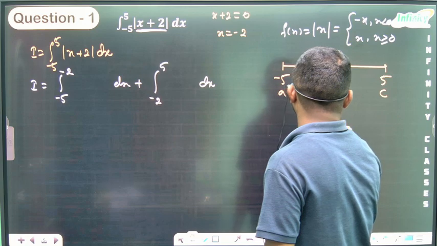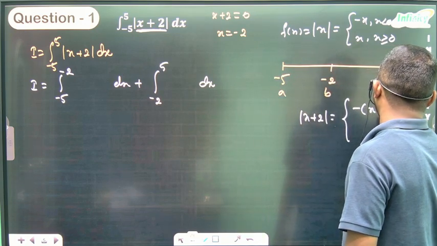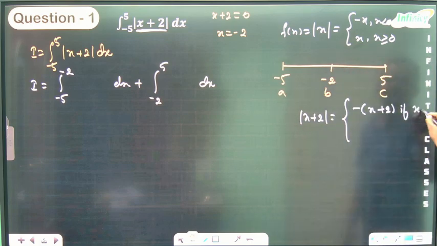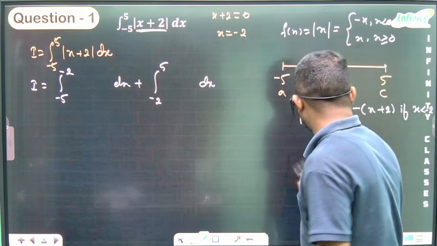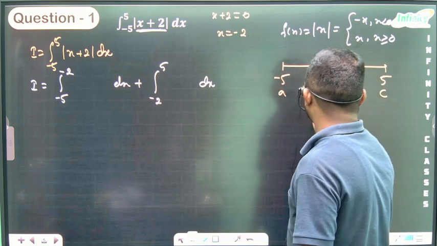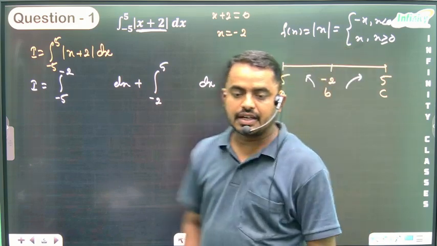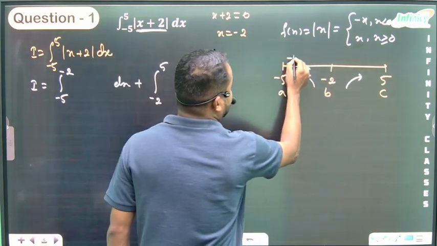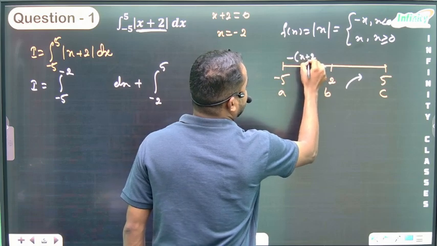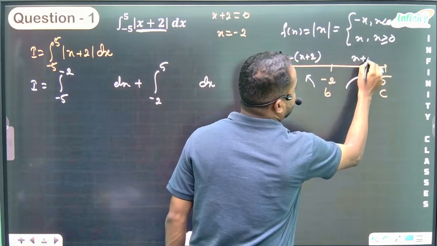Mod of x plus 2 is opening negatively if x is less than minus 2. In this interval, this interval, and this interval, I'm going to write here. Here it is opening as what? X negatively. Here on the right-hand side, from -2 to 5, it is positive.